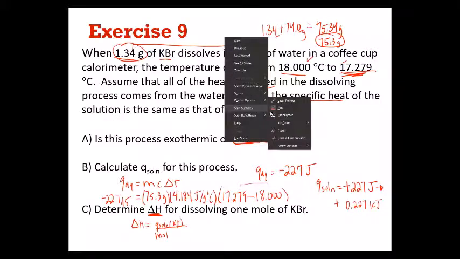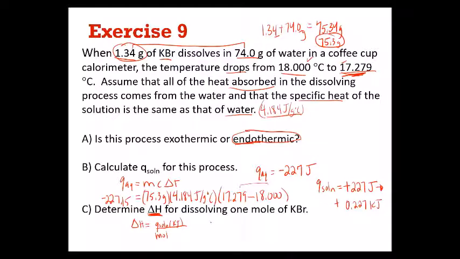KBr, we need the periodic table to look up the molar mass. So let's go ahead and do that. So KBr, K is going to be 39.10 grams, and then the bromine is 79.9 grams. If you look those up on the periodic table, round it to 2 decimal places so that we all have the same value. So KBr is 119 grams per mole.